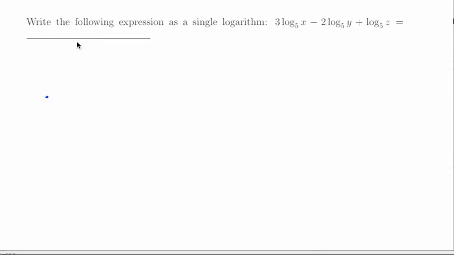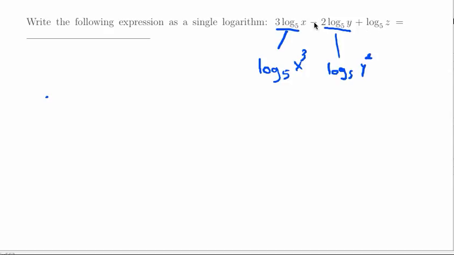Moving on to the next problem, we were going to write the following expression as a single logarithm. These are all the same base logarithms, so I'm just going to use some rules to simplify things. We saw a rule before about this. This term is the same as log base 5 of x cubed. This term right here is the same as log base 5 of y squared. Nothing to do with this one.